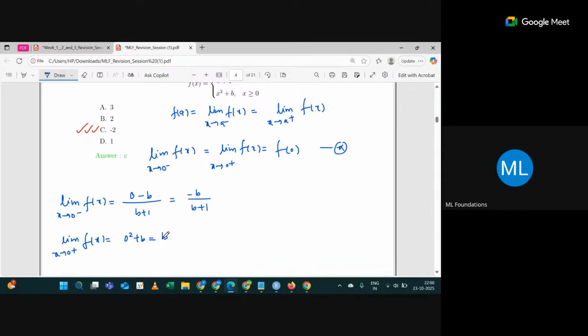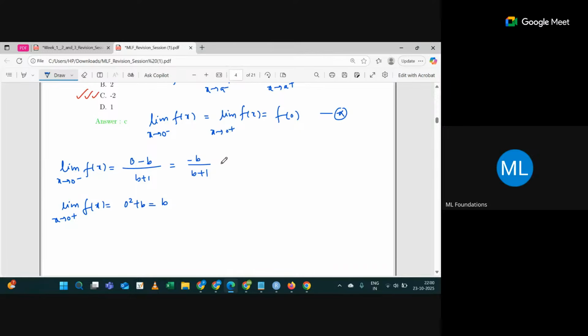Yes. Right. So what next? What is f of 0? Okay, first of all, we need to equate these two, right? So minus b divided by b plus 1 equals b.